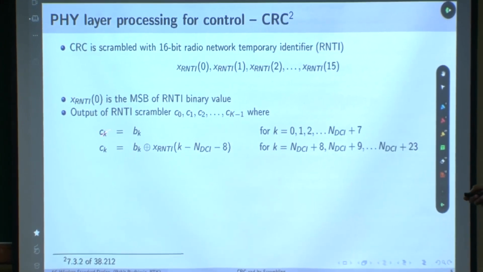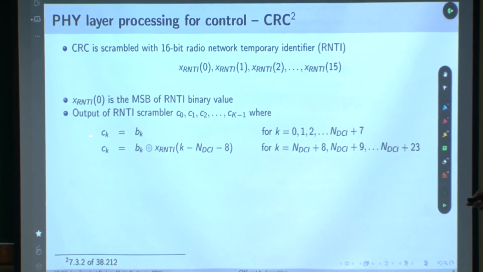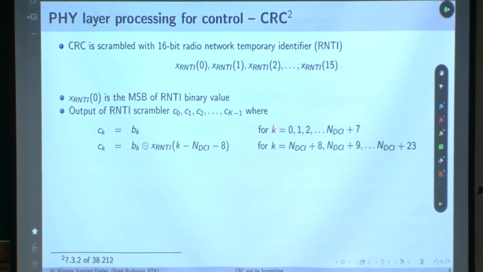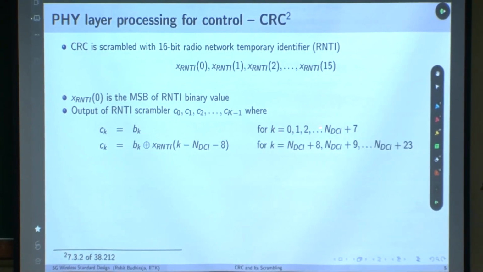What is this? CK is equal to BK. BK is the input, CK is the output. And what is happening here from K equal to 0 to NDCI plus 7? What are you doing here? The bits come as such. And the last 16 bits, you are basically scrambling with the RNTI. That's what it is.